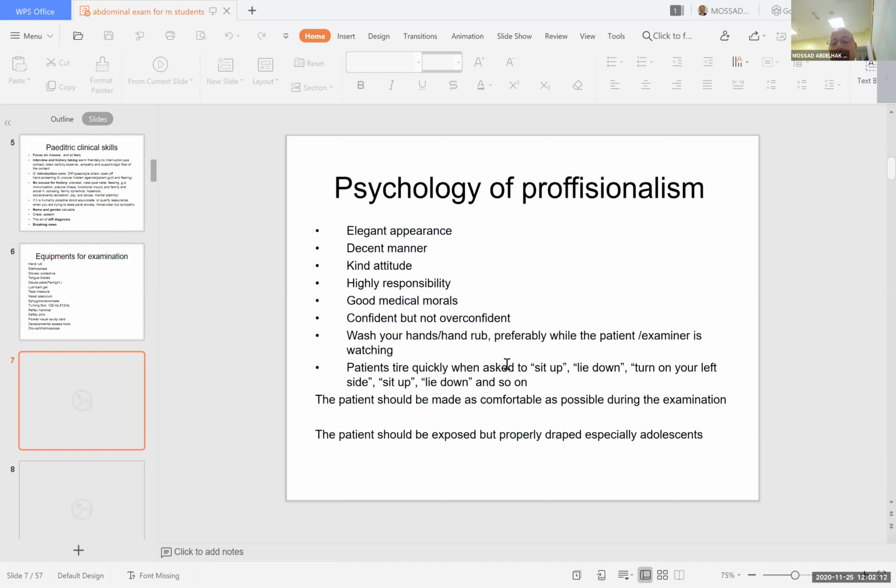The patient becomes tired if you are not taking care. So take care. Does your patient have pain? Does he become tired? Okay. Make him comfortable, please, and expose only the recommended parts.